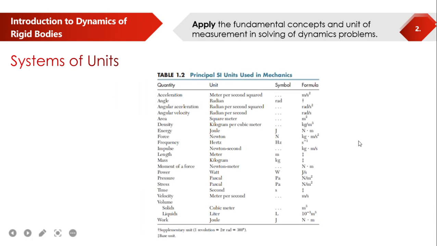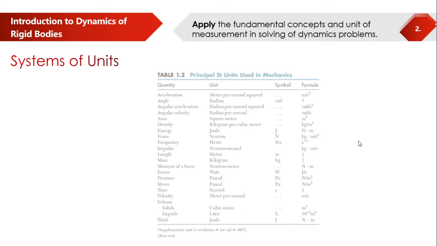Now, in systems of units, there are two mainly used here in dynamics: SI, or the International System of Units. SI units are used in mechanics. You are familiar with meters per second squared for acceleration, radians for angle, meter squared for area, and Newton for force.